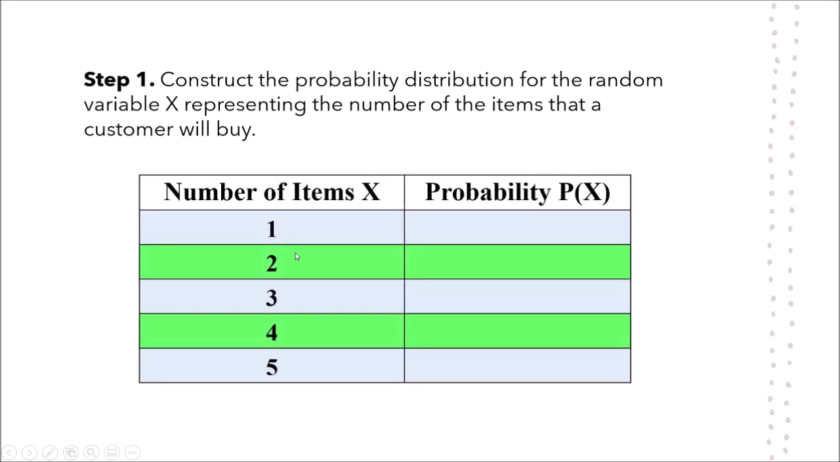From the given problem, we have the number of items, which are 1, 2, 3, 4, and 5. The probability of each variable is also stated in the problem. The probability of 1 is equal to 3 over 10. The probability of 2 is 1 over 10. The probability of 3 is 1 over 10. 4 is 2 over 10. And the last number of items has the probability of 3 over 10.